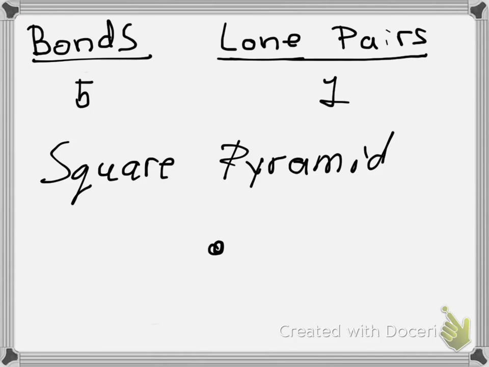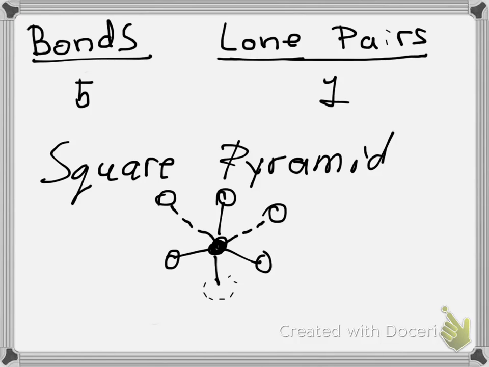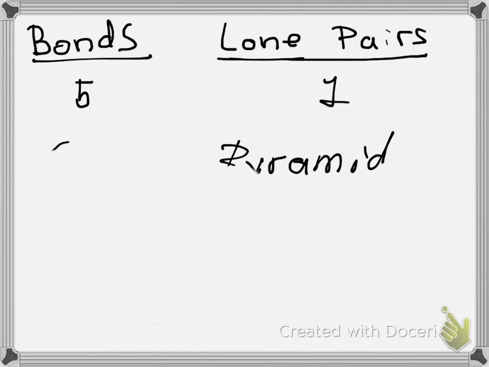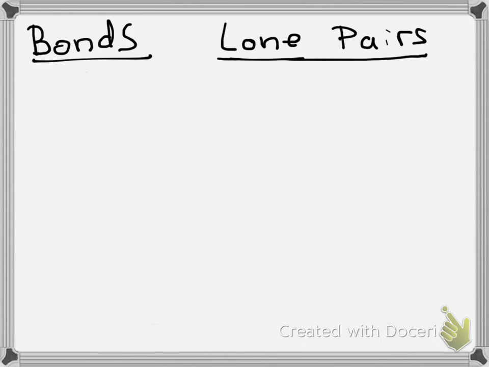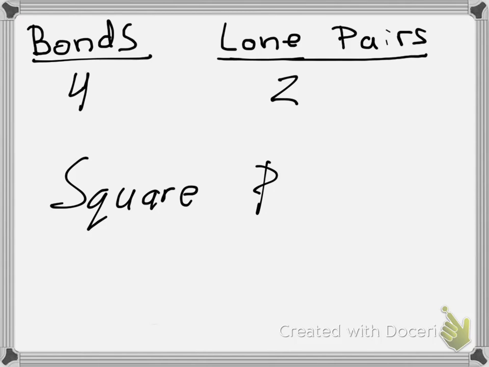And since this one only has one lone pair, it's still polar. But it looks like this. Alright. And our last one, but not least, we have 4-2. And this one's called a square planar.